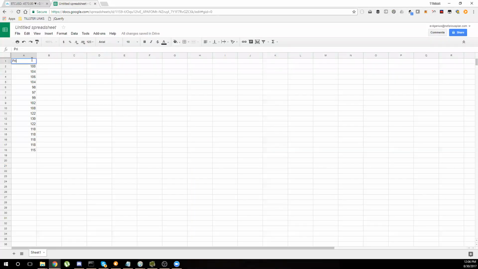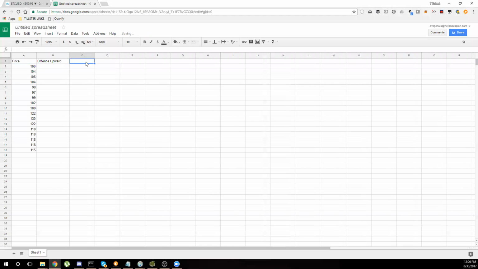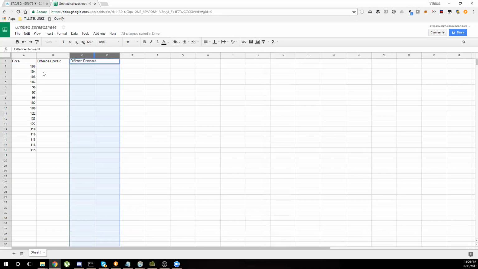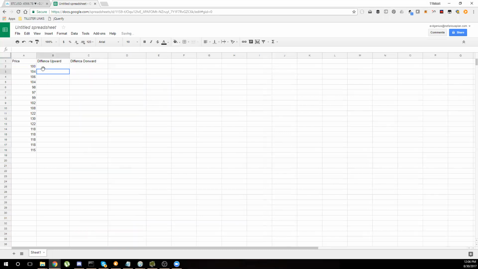This is our price, and this is the average, this is the difference upward in absolute numbers, how much we went up absolutely, and this is the difference downward. Okay. Now let's compute these numbers. It's fairly straightforward to do since we use nice whole numbers, right?